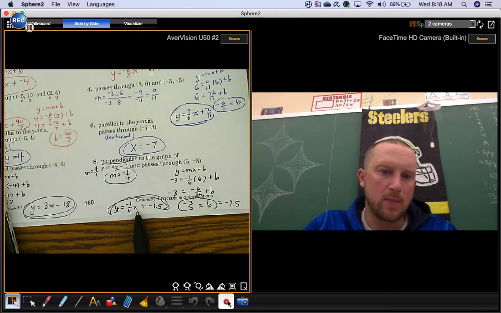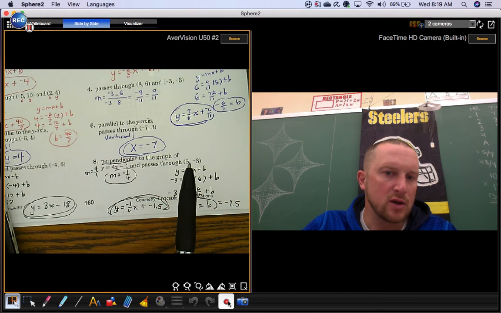This line is perpendicular to that line because the slopes are opposite reciprocals. It's also going to go through this ordered pair because we worked it out that way.